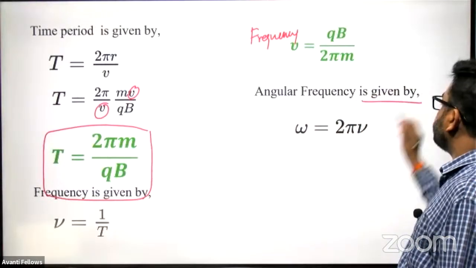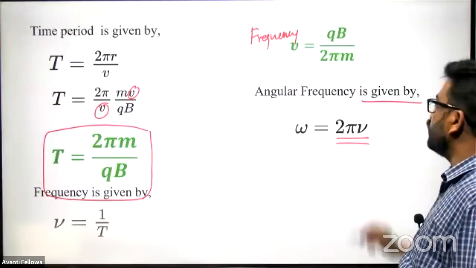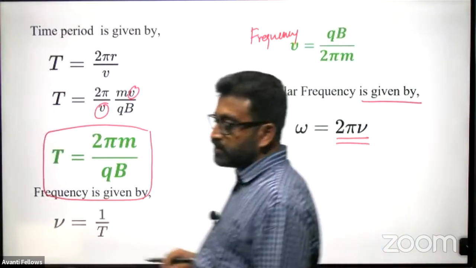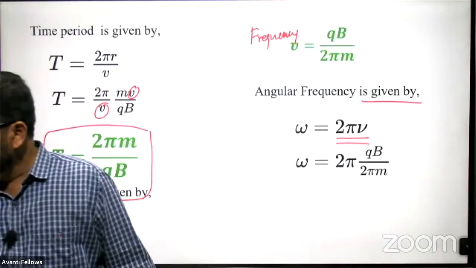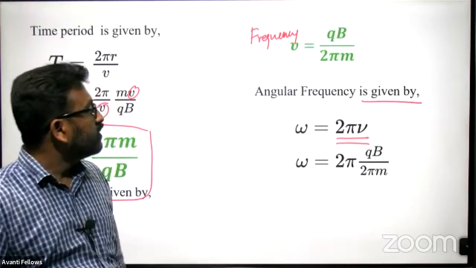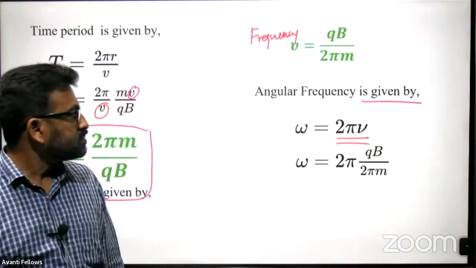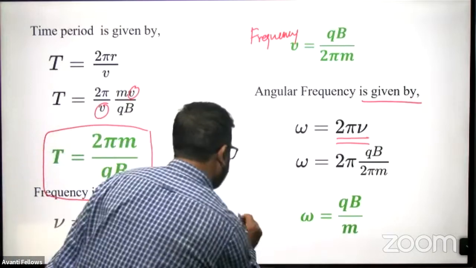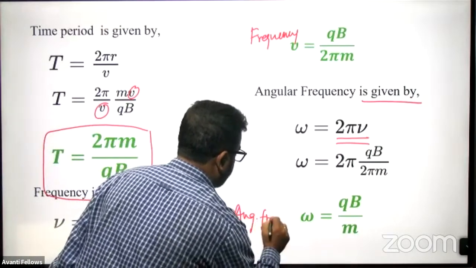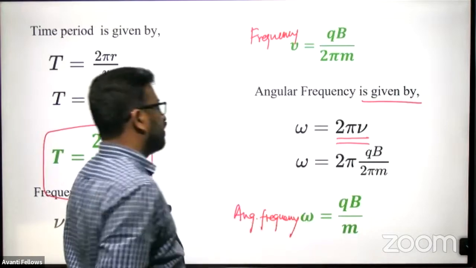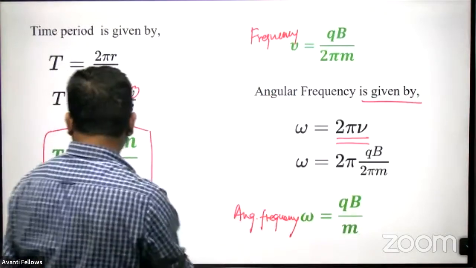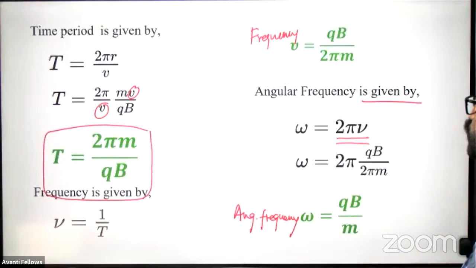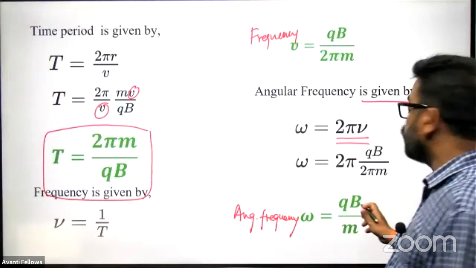Then angular frequency is given by omega, that is 2 pi f, 2 pi nu, 2 pi into frequency. So 2 pi into nu, that we get as 2 pi into qB by 2 pi m. On solving, we get qB by m. This is angular frequency. qB by 2 pi m is frequency. This one is time period. So the time period is 2 pi m by qB, frequency is qB by 2 pi m, and the angular frequency is qB by m.